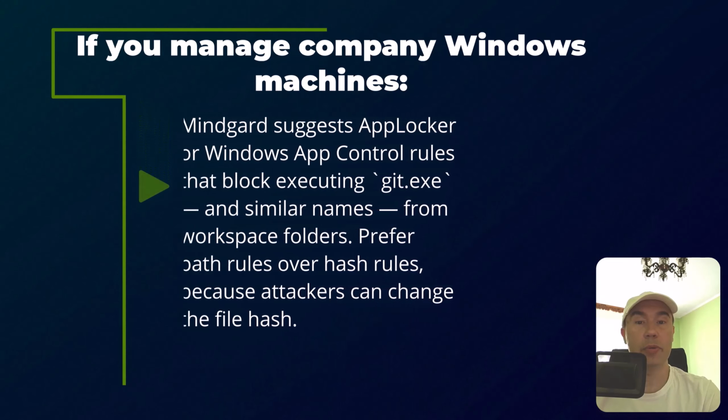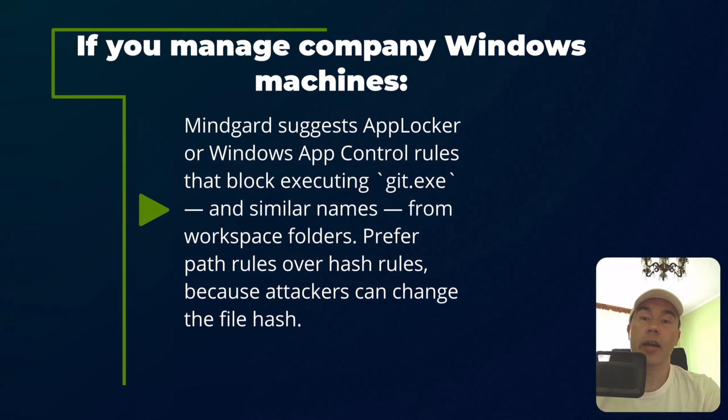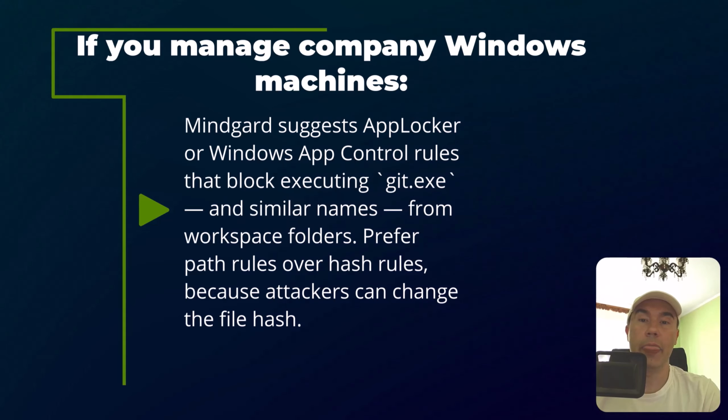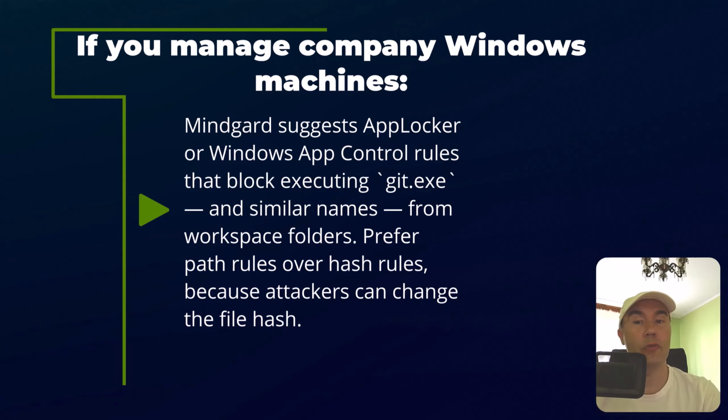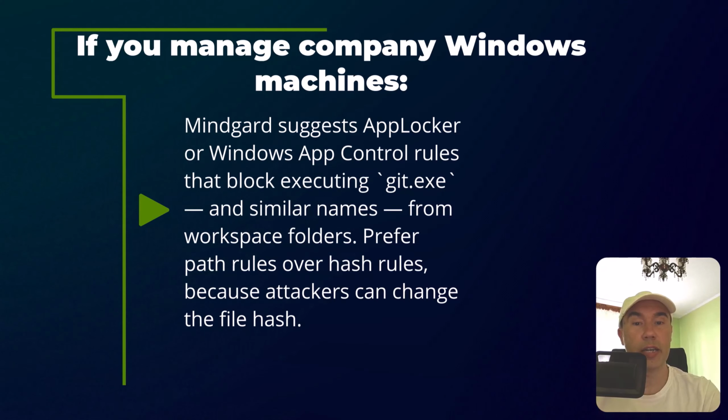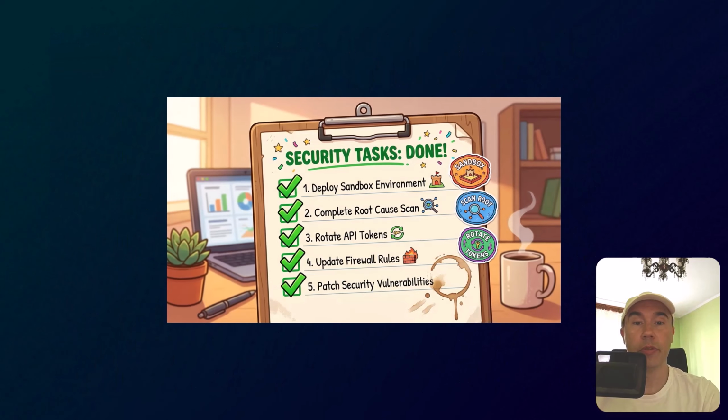If you manage company Windows machines, Mindgard suggests AppLocker or Windows App Control rules that block executing git.exe and similar names from workspace folders. Prefer path rules over hash rules because attackers can change the file hash.